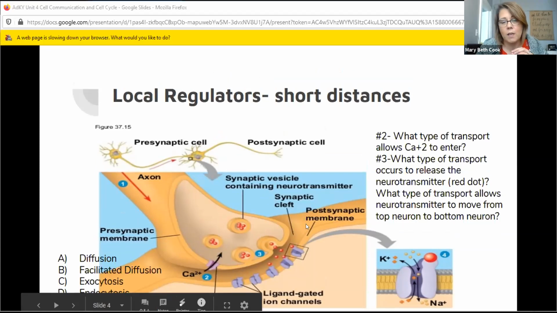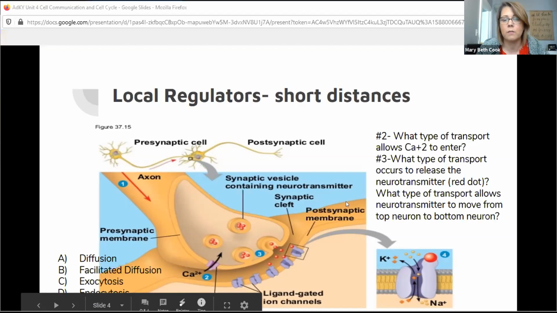Not only does it tie in Unit 2, but Unit 4. And again, your test is at the end of the year and it's going to tie all these concepts together. So local regulators, these neurotransmitters, allow two cells to talk that are in kind of close vicinity to one another.